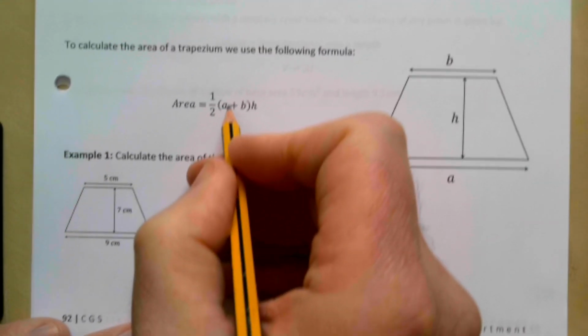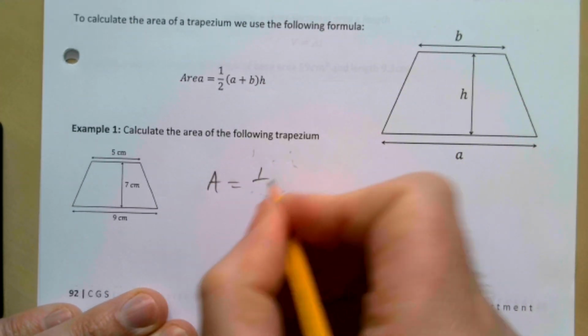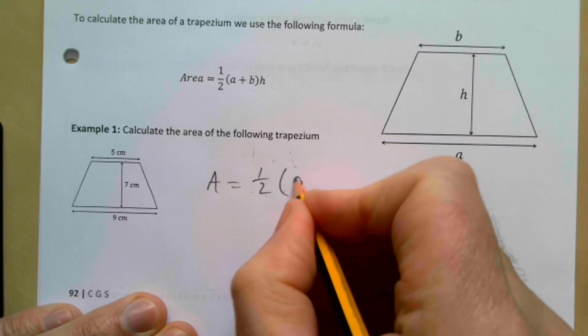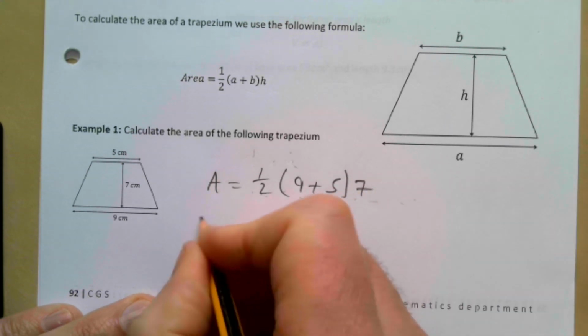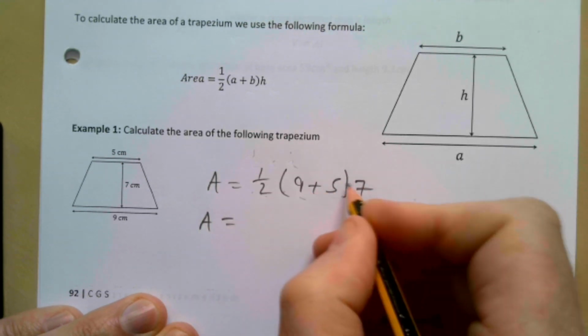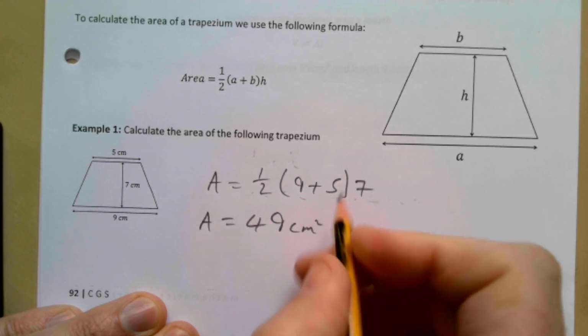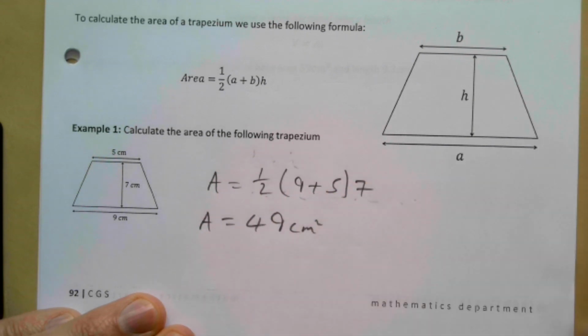Trapezium, a half (a plus b) upon h. So the area in this case is a half, and the a and the b are the two parallel sides, so it's 9 plus 5. And then that's times by 7. Plus 5 is 14, so 49. Let me just check that, I don't quite trust myself. 9 plus 5 is definitely 14. Half of that is 7. 7 times 7.